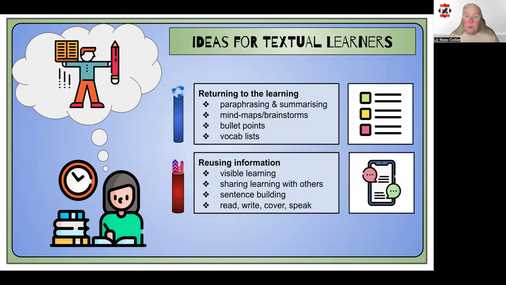There's lots of ways to return to the learning for the textual learner. One of those ways is to paraphrase and summarize the learning, especially if you're working with a piece of text you didn't write yourself. There's a lot of different mind mapping and note-taking techniques you can use, and making lists of kupu can also be helpful, depending on the topic. Some of the best ways to reuse the learning are to do sentence building activities and sharing your learning with others, as well as just rewriting the learning to read again at a later time.